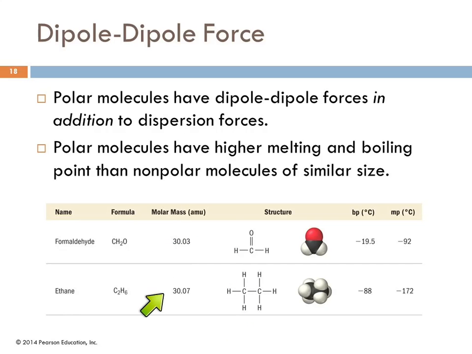This one is nonpolar, and this one is polar. Molar mass, almost identical. But look at the boiling points. Minus 19, minus 88. Melting points, minus 92, minus 172. Big difference here. It doesn't have anything to do with differences in dispersion forces because they have the same mass. But this is polar and this is nonpolar. The higher melting and boiling points are because these molecules stick together more strongly than the nonpolar molecules do.